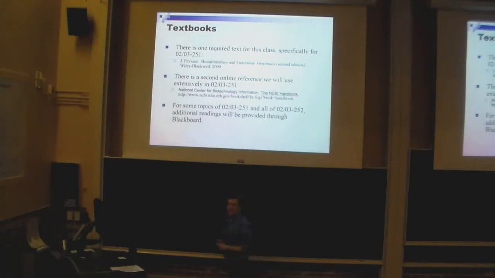Okay. So textbooks. In the first half of the class, we do have a required textbook. This is Pevsner, Bioinformatics and Functional Genomics. I will say that I could not find any textbook yet that really covers what we want to cover in this class, so I don't follow this textbook that closely. But some of the topics, I think it really does have very useful readings that will help you understand the material of the lecture. So those are listed on the course calendar handout you have here.